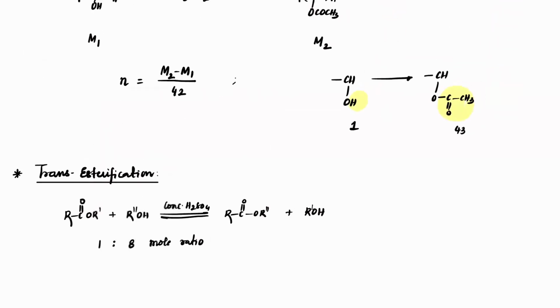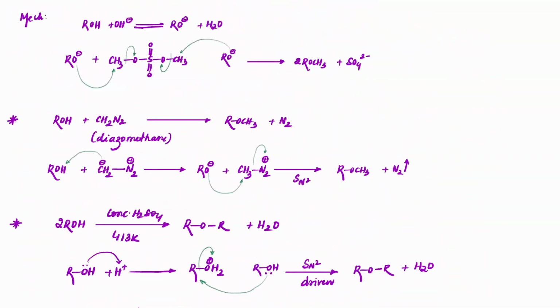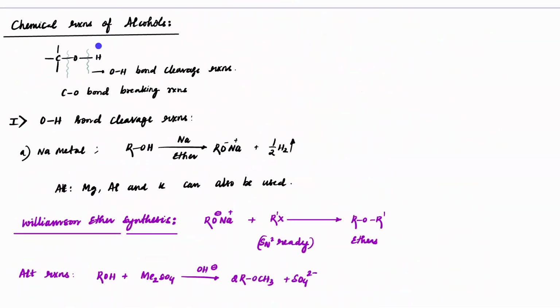So I hope all of you understood this part. This is the first part of the chemical reactions where we have O-H bond cleavage involved. Now the next part we will learn is about C-O bond cleavage. Okay.